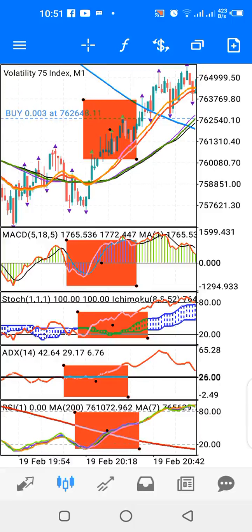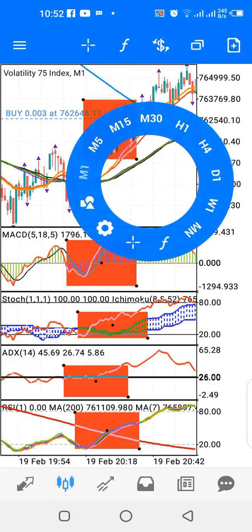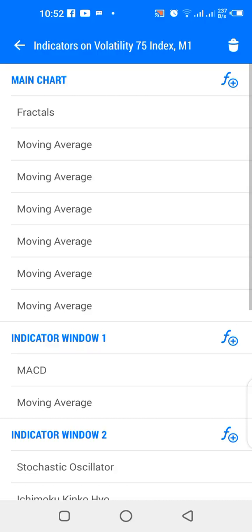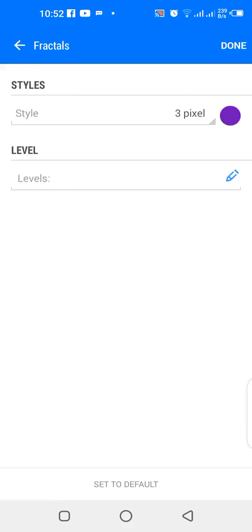Now let's look at the way this strategy works. Before we go ahead, let's look at the settings. The settings on the main chart, I have fractals. I like to use fractals on my chart. Fractals helps me to identify the point of price rejection.